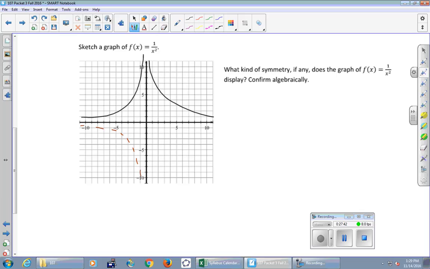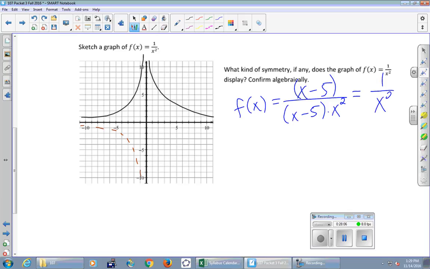Okay, one last thing, and then you'll do the activities. Suppose that I give you this function right here, x minus 5 over x minus 5 times x squared. Can we reduce? What do we get when we reduce? 1 over x squared. Really common for folks to say x squared. It's not x squared. X squared is in the bottom. We need to put a 1 over.